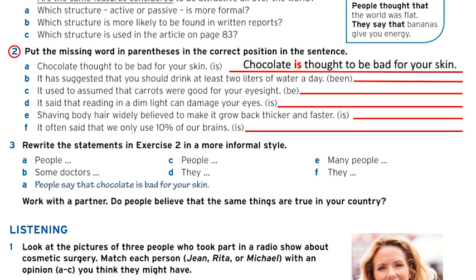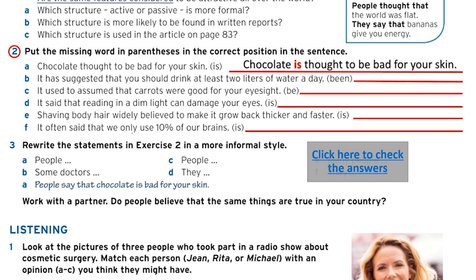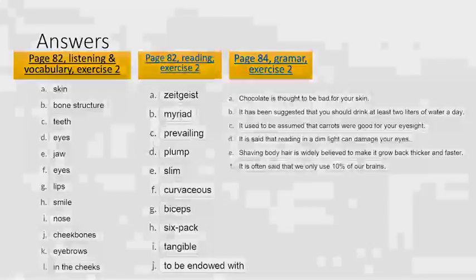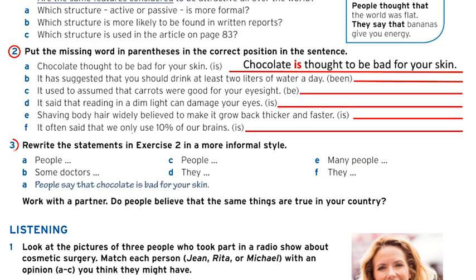Very good. If you're done, we're going to click here to check the answers. Okay, so here we have page 84, grammar exercise 2. Here it is. Check your answers, take your time, correct any mistakes. If you don't understand why the sentence is like this, please send me a message so that I can know.